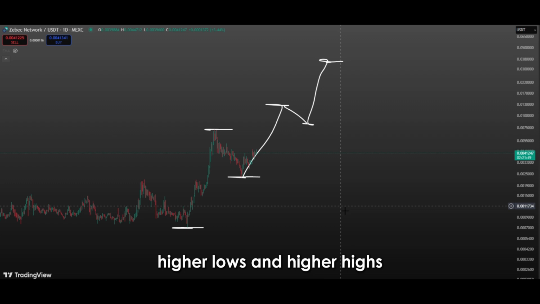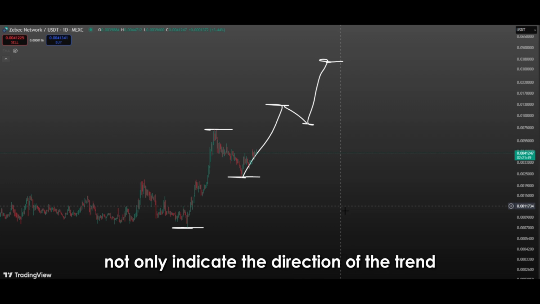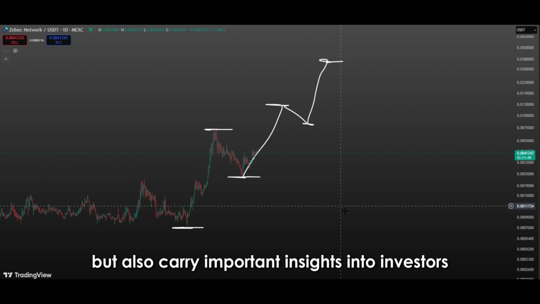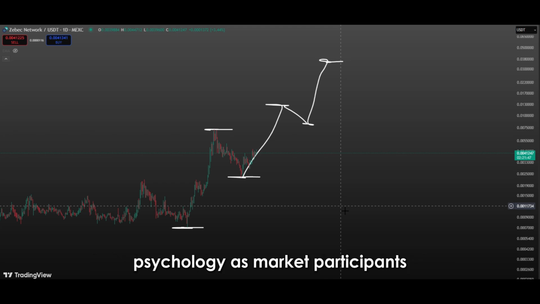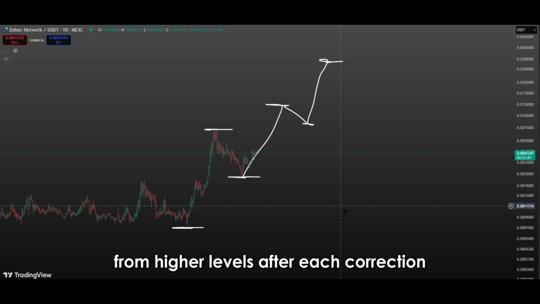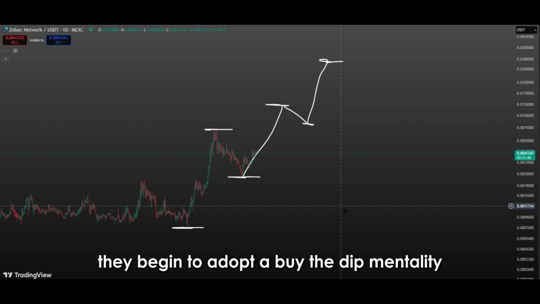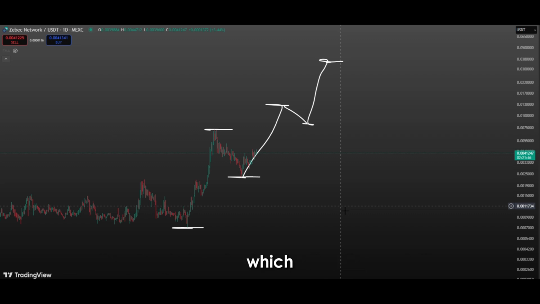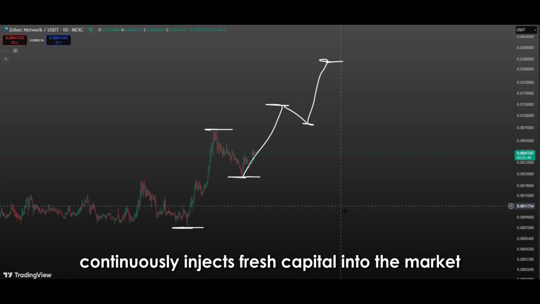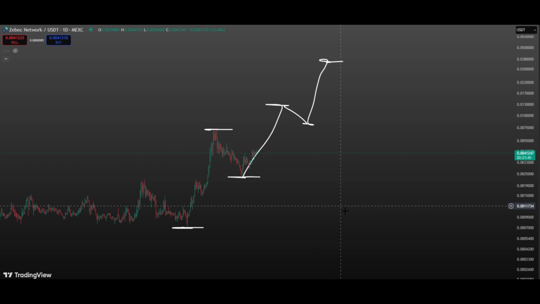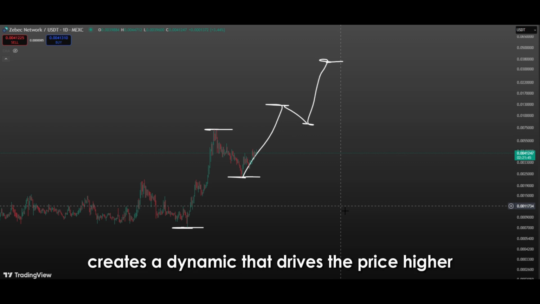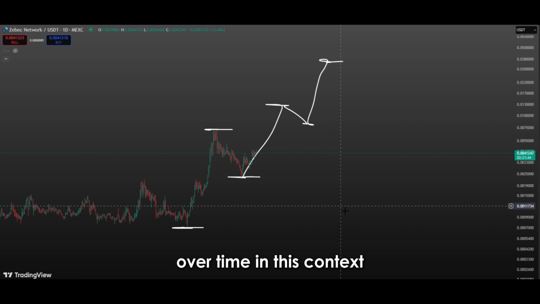Higher lows and higher highs not only indicate the direction of the trend, but also carry important insights into investor psychology. As market participants observe that the price is recovering from higher levels after each correction, they begin to adopt a buy the dip mentality, which continuously injects fresh capital into the market. The sustainability of this cyclical behavior creates a dynamic that drives the price higher over time.